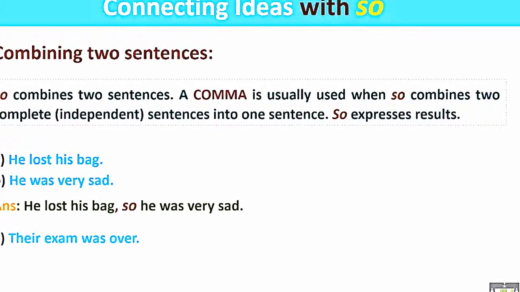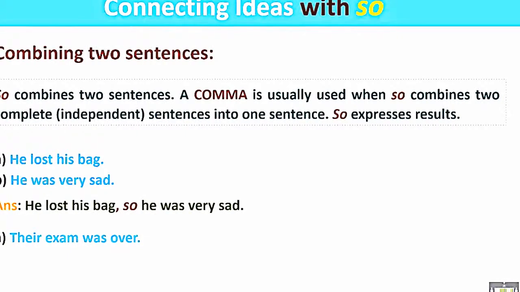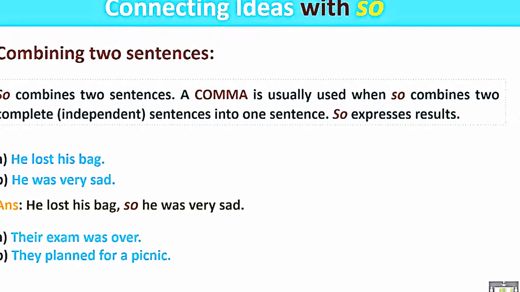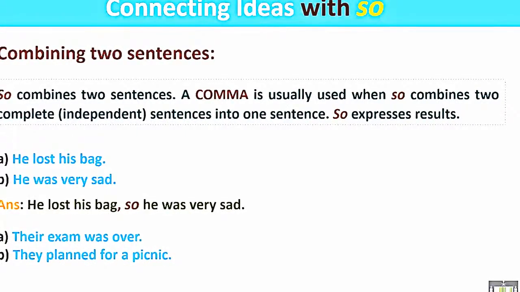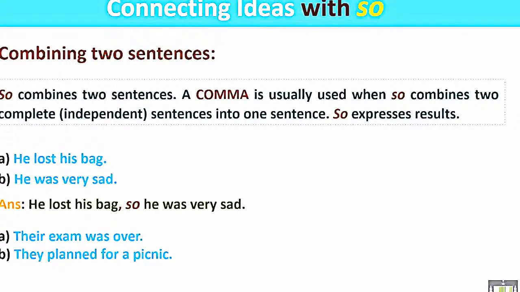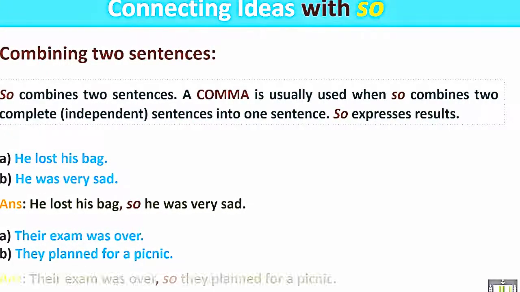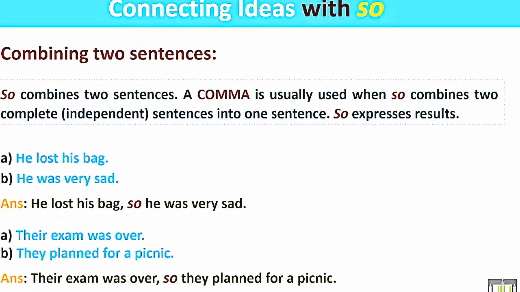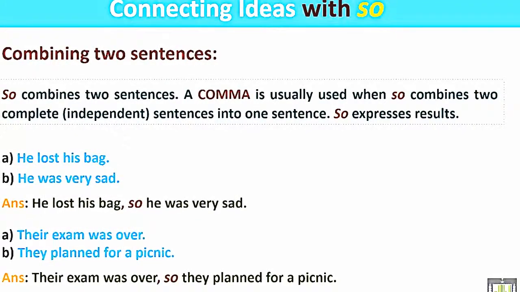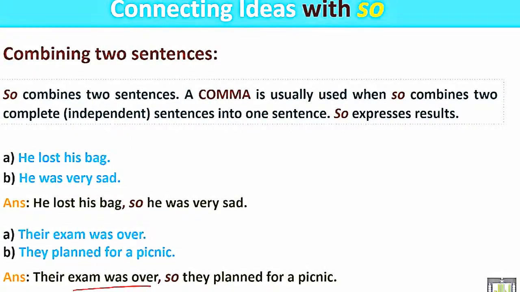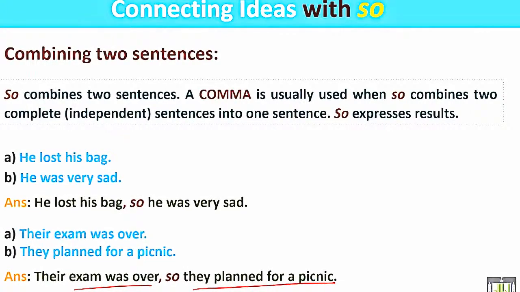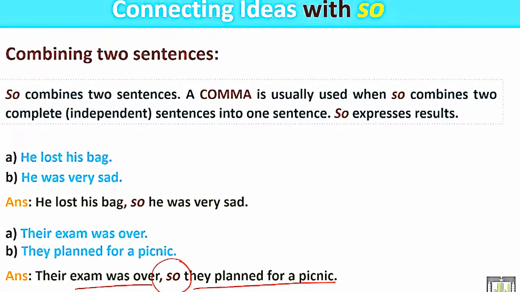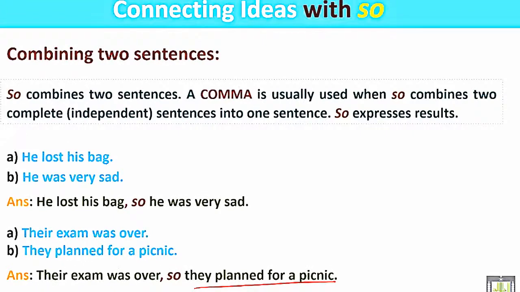Let's see another example. Their exam was over. They planned for a picnic. In these two sentences, the first one is the cause and the second one is the result. Here is the answer. Their exam was over, so they planned for a picnic. We see this is the cause and they are going to plan for a picnic. These two sentences are joined by so and there is a comma before so.